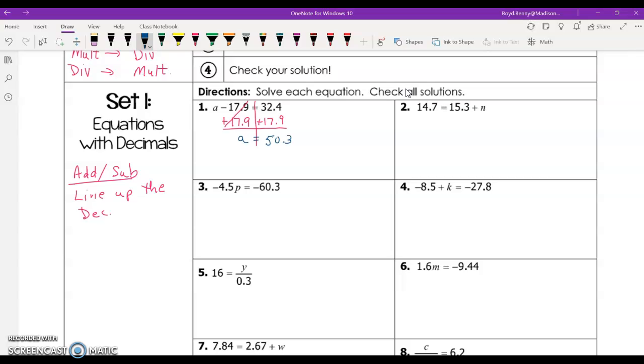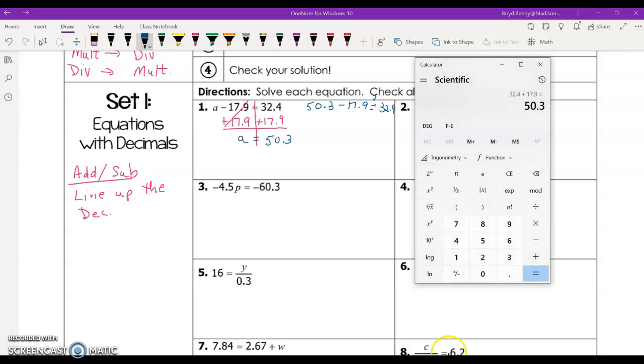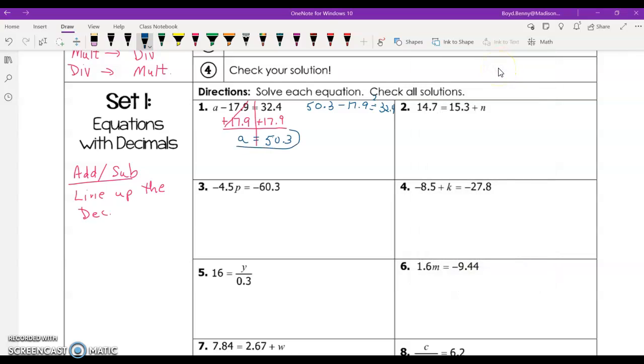And to see if that's a true statement, of course, just like we did on the first lesson, we would substitute that back in. 50.3 minus 17.9, and we're asking ourselves, does that equal 32.4? Well, it should, but let's check it real quick. 50.3 minus 17.9 equals 32.4, so it checks out. So 50.3 is our actual solution.